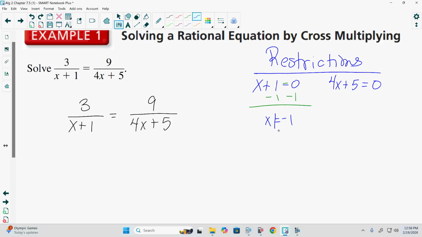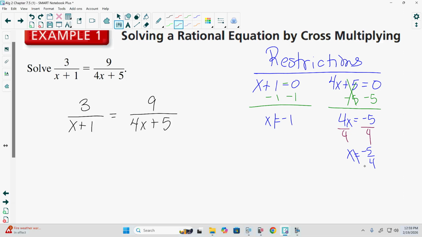And we can do a similar thing with 4x plus 5. First thing we do is subtract 5 from both sides, telling us 4x is equal to -5. Divide both sides by 4. Telling us that if x is equal to -5/4, we'd have a denominator of 0. We cannot have that. So that does help us mainly figure out what x cannot be.